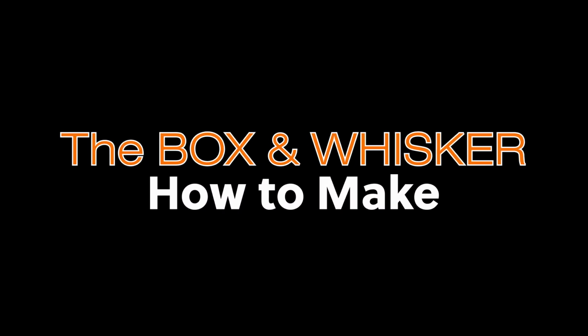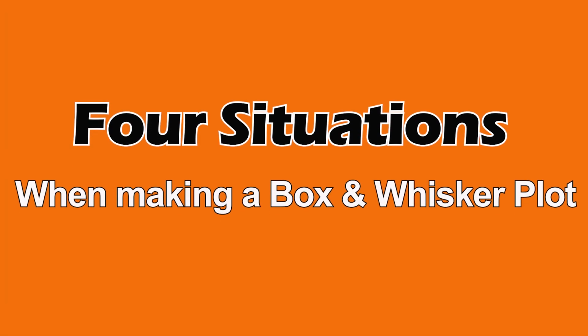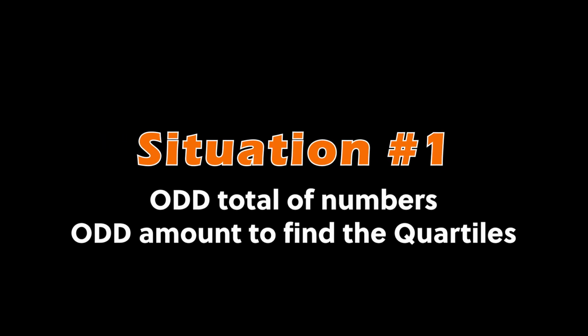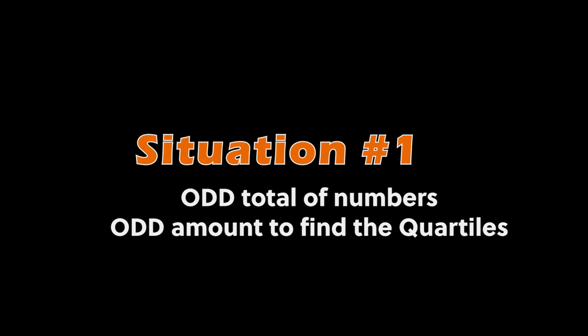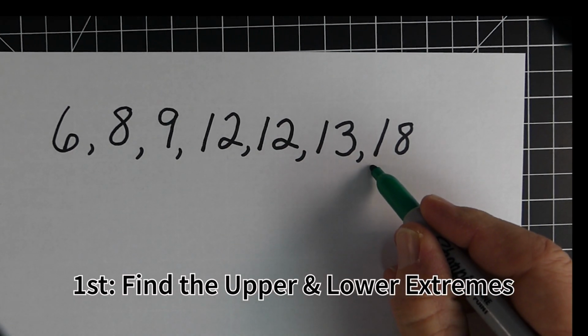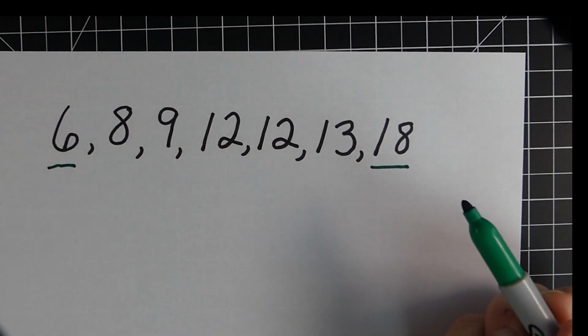When making a Box and Whisker plot, there's actually four different situations that can come up. The one we're going to look at first is actually probably the easiest of those four to make. So situation one, we have an odd amount of numbers, and each of our quartiles is going to have an odd amount. So step one is to find the extremes. That's the smallest and the biggest numbers. So in this case, it's the 6 and the 18.